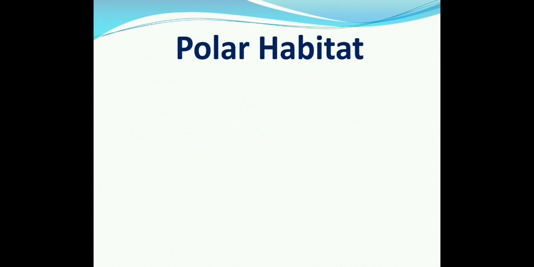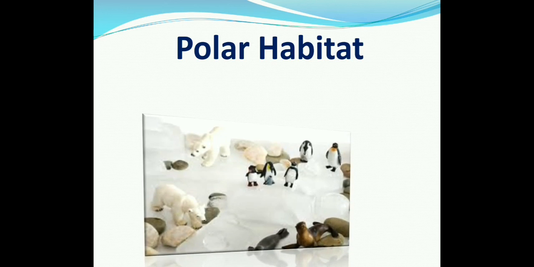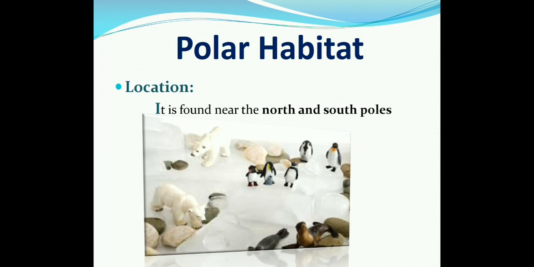The first type of habitat is the polar habitat. Polar habitat, as in the picture, is always found near the north and south poles where it is very cold and there are large amounts of ice. So the polar habitat is found near the north and south pole.